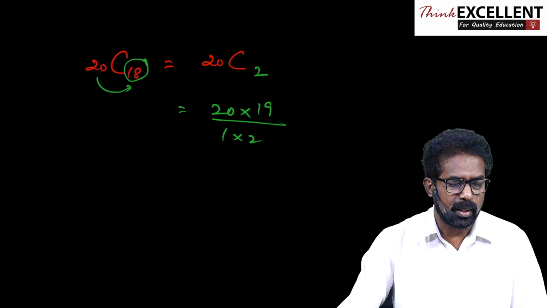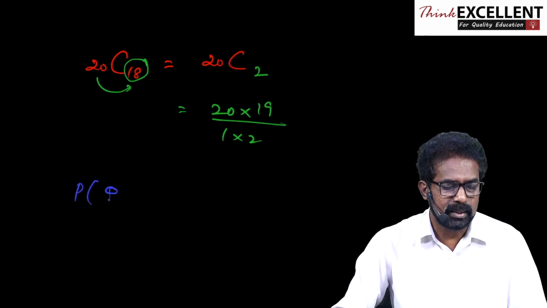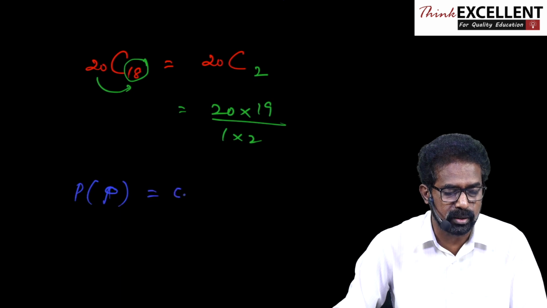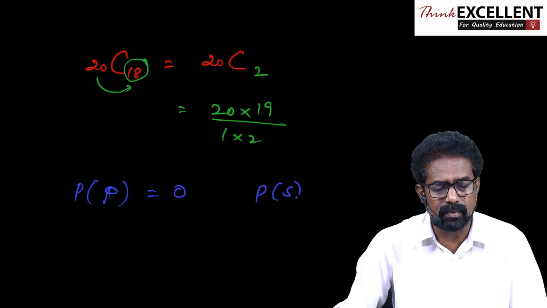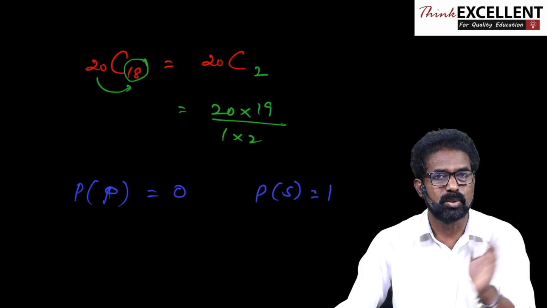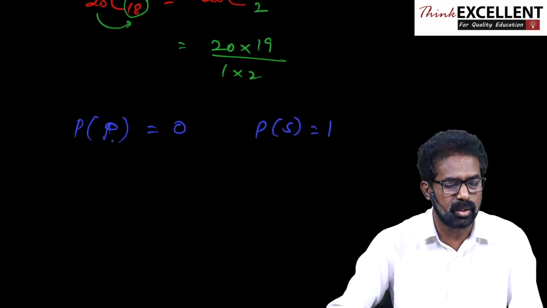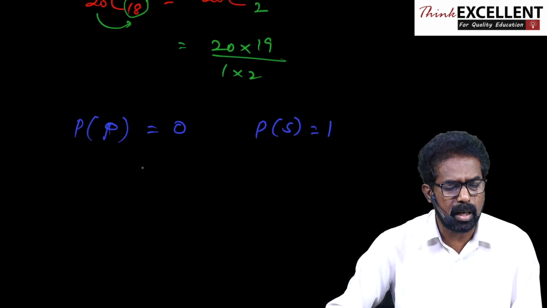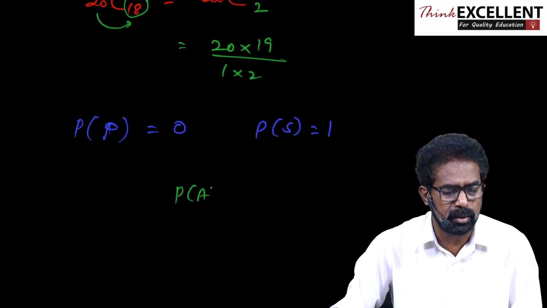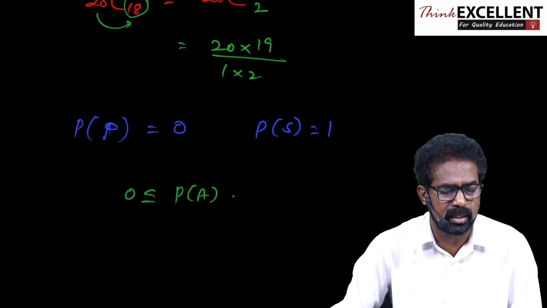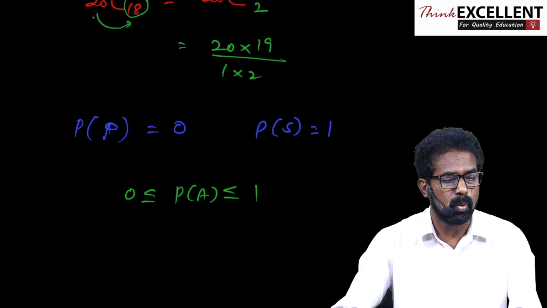Then some of the very important results. Probability of empty set, an impossible event: probability of phi is equal to 0. Probability of a sure event is 1. And all other probabilities always lie between 0 and 1. 0 less than or equal to P of A less than or equal to 1.